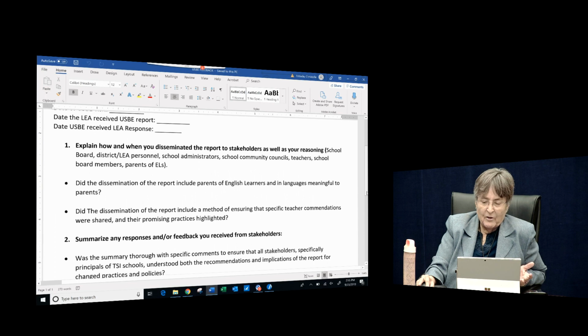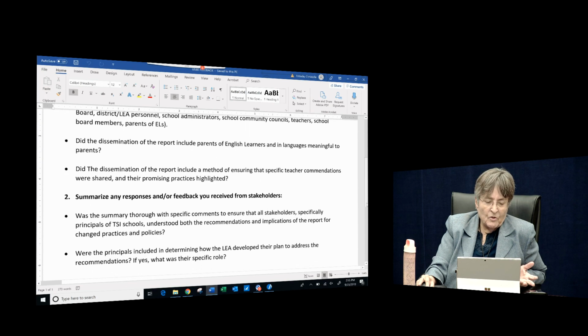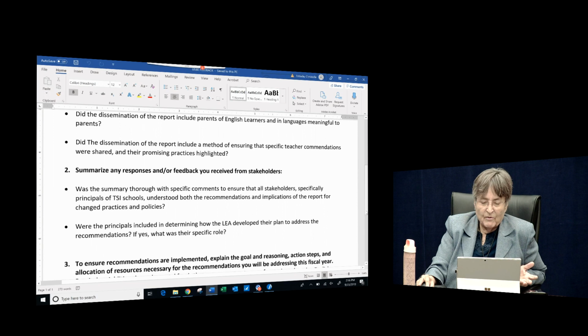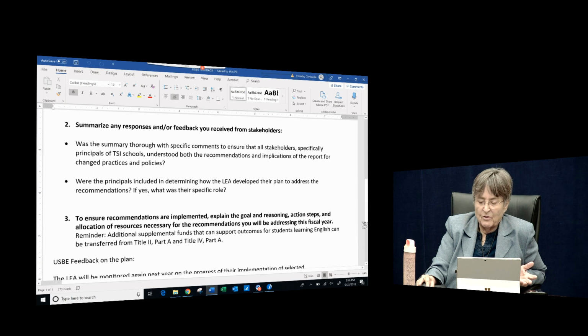When it says explain how you disseminated the report, the two questions are: did the dissemination of the report include parents of English learners and in languages meaningful to parents? Did it include a method of ensuring specific teacher commendations were shared and their promising practices highlighted? If the report showed teachers with really promising practices, how did you share them, across the district or within the school? How did you honor the teachers? That's really the point of scaling up and disseminating practices that are based in evidence.